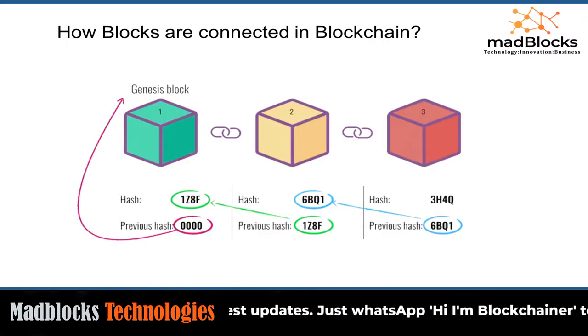So how are blocks connected? This is what we're discussing, right? How blocks are connected in the blockchain. When you look at this chain, it is very simple to understand. Every blockchain will have a first block, because the first block will not have a previous block. The first block in the blockchain is called the Genesis block.